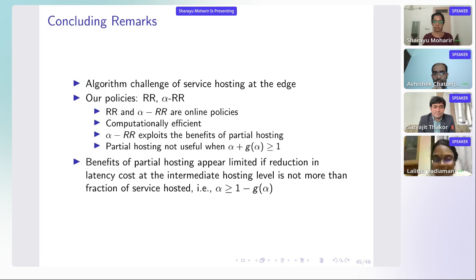Thanks for the very nice talk. Yes, thank you. To follow up on Lalita's question, I think Lalita is mentioning coding across different servers. But this alpha RR is also reflecting a different layer of source coding, right? Even for video, you can say, okay, at the edge, you will keep the lowest level of the video and you will bring up higher and higher quality as the video keeps running. That can also be done.